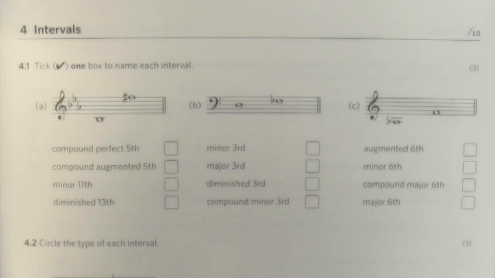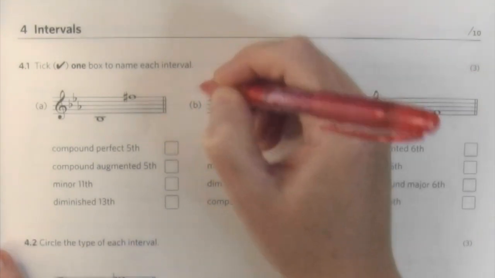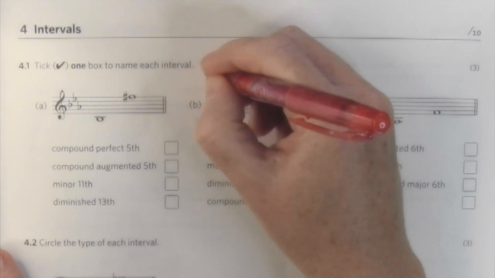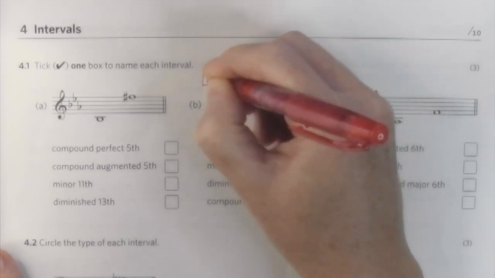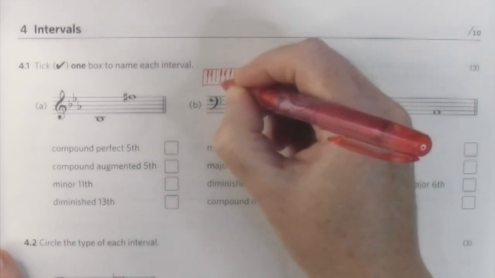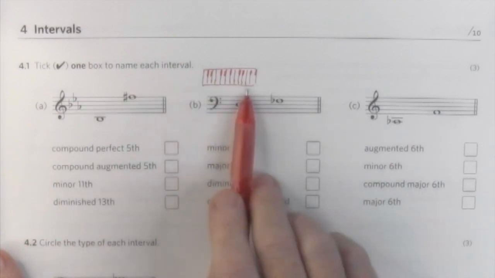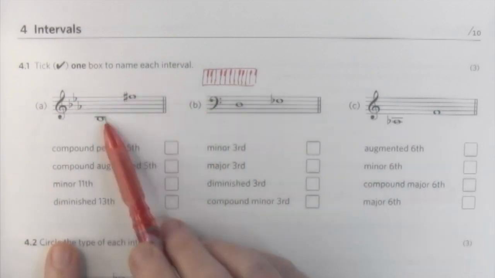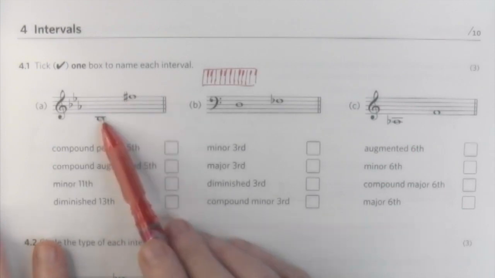Section 4. This section relates to intervals and we have 3 questions about them. Let's go in order. We need to tick the box that shows the correct name for the intervals, and I need a keyboard for that. How about writing it here so I can use, oh well. Okay. On the scrap paper, you can write this as well during the exam. The first example is a compound interval, and we know this because it's more than an octave. The 2 notes are more than an octave apart.